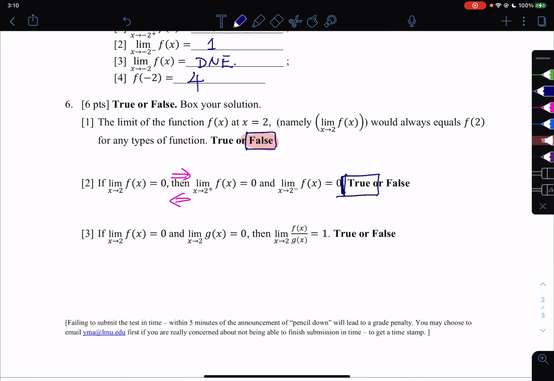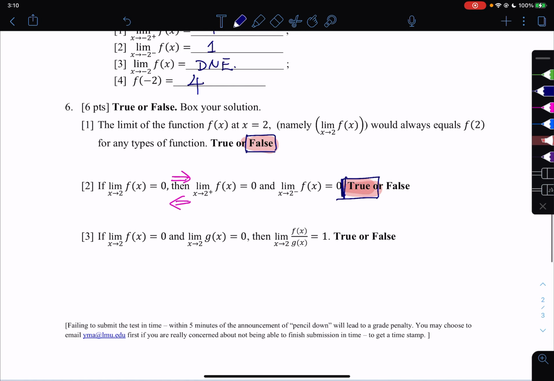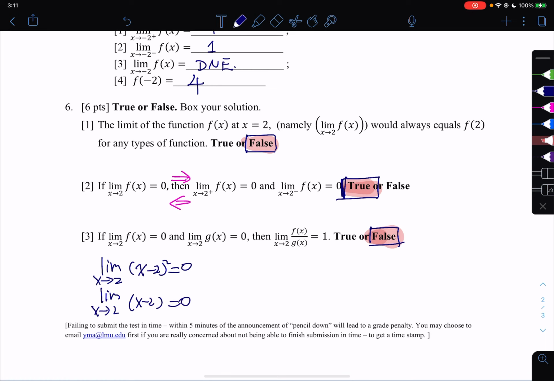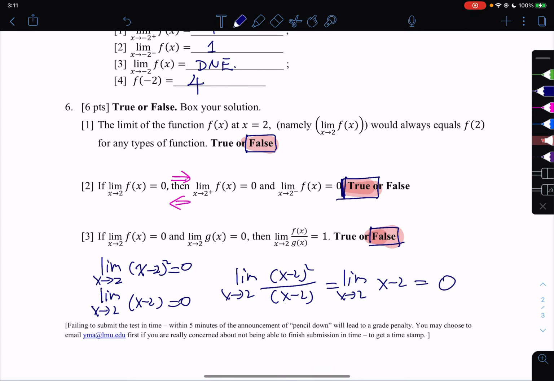So if we have the limits of my two terms both being 0, then the limit of the division must be 1, which is technically false. Because I can take one thing as an example. If my f of x is supposed to be x minus 2 squared, and then you see another example where I have x minus 2, then it's quite obvious the limit of x minus 2 squared over x minus 2 is the limit of x minus 2, which is, as you can tell, 0, not necessarily 1.